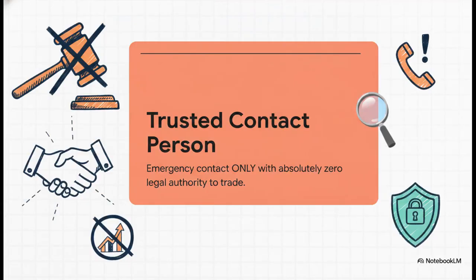Let's see how this builds a sharp contrast. A trusted contact person, or TCP, is fundamentally different from a POA. They are an emergency contact only. I mean it, they have absolutely zero legal authority to trade or give instructions. Let me be very clear for your exam. If you suspect financial exploitation, a TCP still cannot give you instructions to sell an asset. You contact them, sure, but you strictly follow your firm's escalation process.